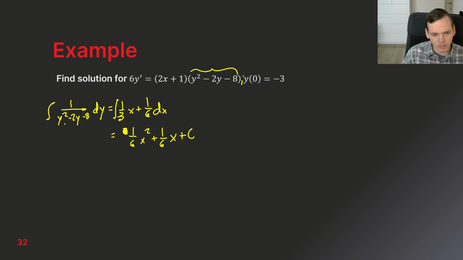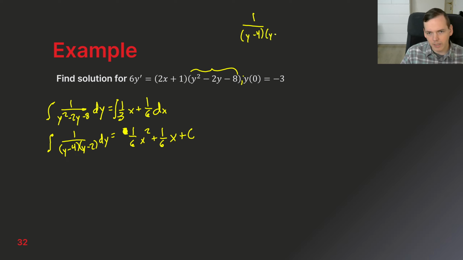We don't know how to integrate that right off the bat. But I'm looking at this, and the first thought I have is, can I factor that? And in fact, we can. y minus 4, y plus 2. And then when I see this factored, I think, okay, this is partial fraction decomposition. So I'm going to come up here. I'm going to say 1 over y minus 4, y plus 2 is equal to a over y minus 4 plus b over y plus 2.